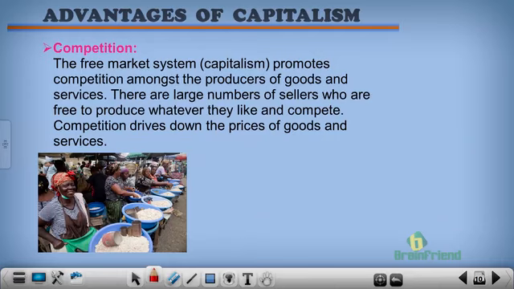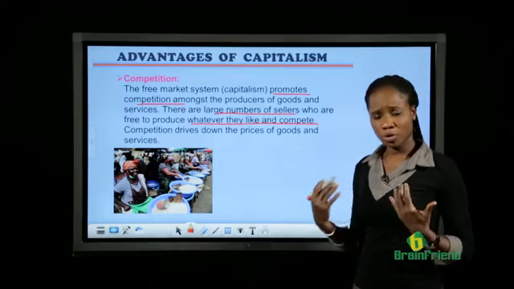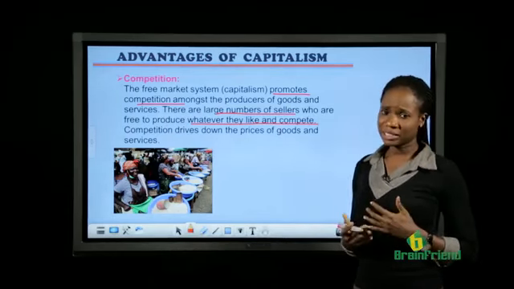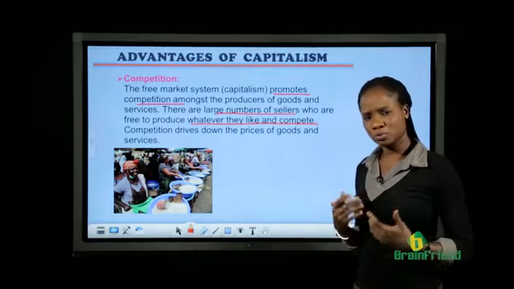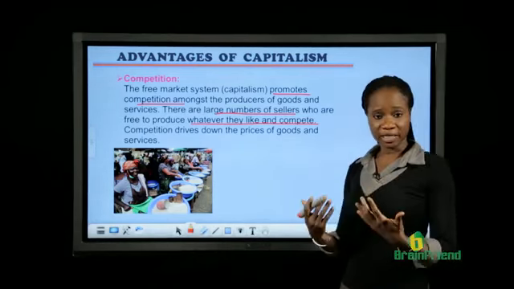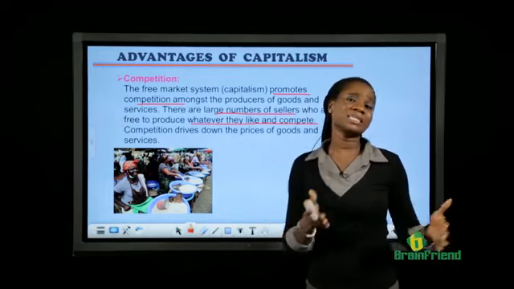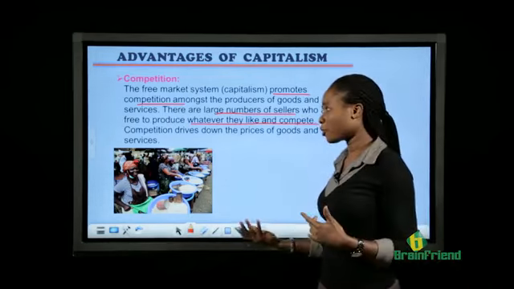Another advantage is competition. Capitalism gives room for competition. The free market system as a whole promotes competition amongst producers of goods and services. This free market system is one where there's a large number of sellers who are willing to sell freely their products the way they want and how they like, in order to compete with others in that same field producing that same product. And then you see that as a result of this competition, they strive to work hard. They strive to innovate, make better the products they have so that it will be better than the next person's own in order to bring profits to them.